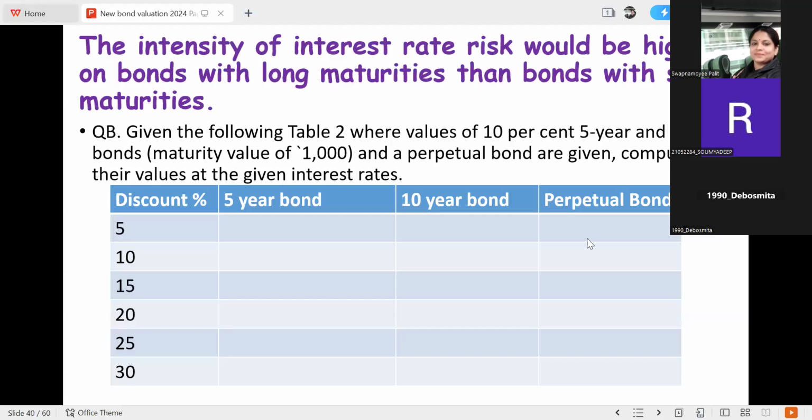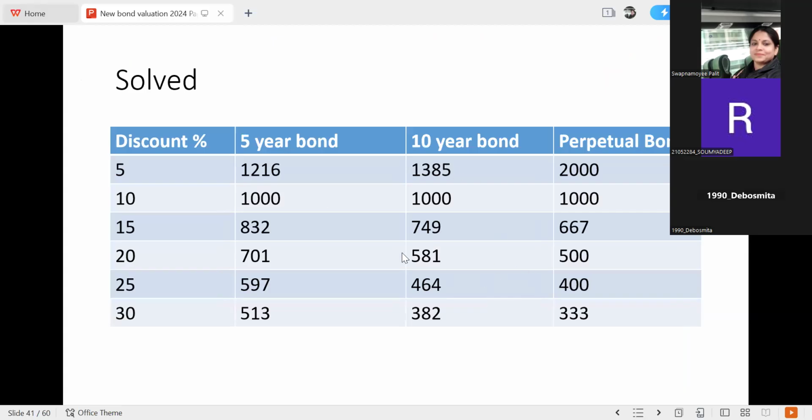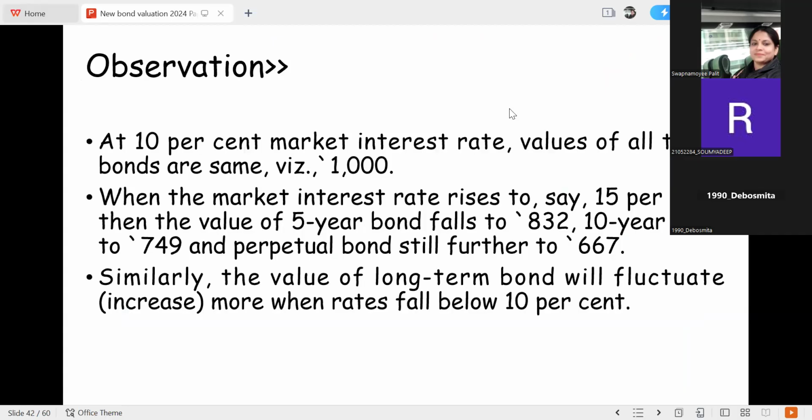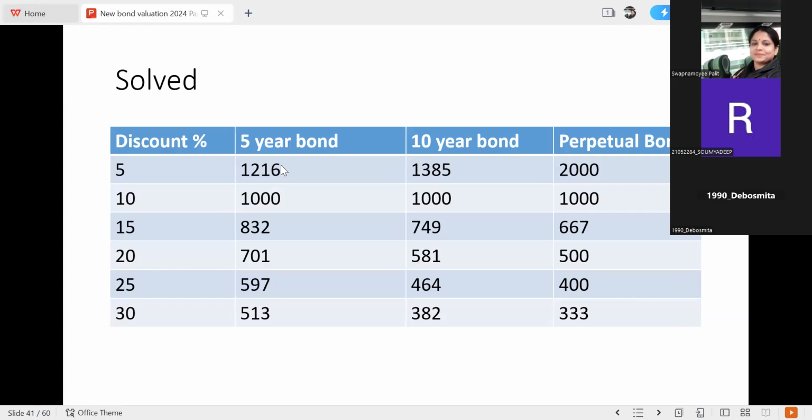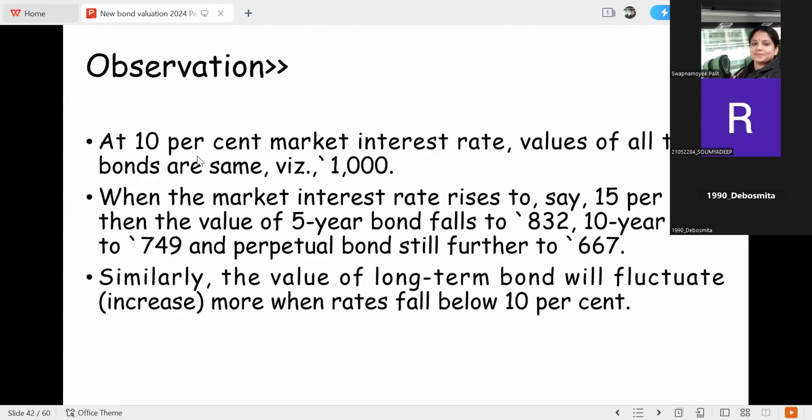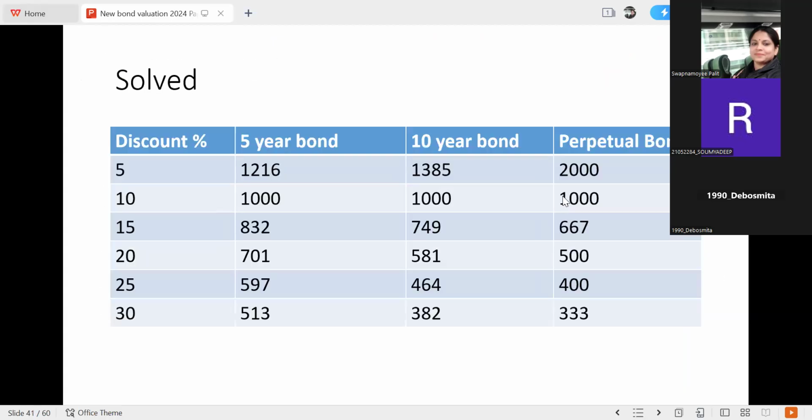Okay. Now if these are the answers you got, I'll send this PPT, you can try it. What you observe from this is, at 10%, if you take 10% as the starting point, all the values are the same: 1000, 1000, 1000. As the market rate of interest is increasing, all the bond values are declining.